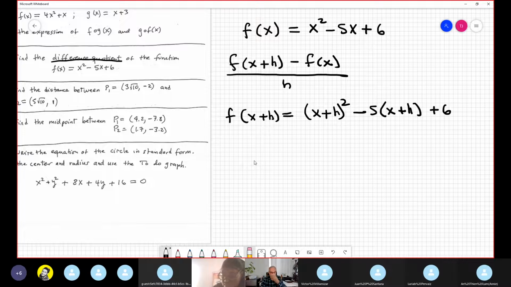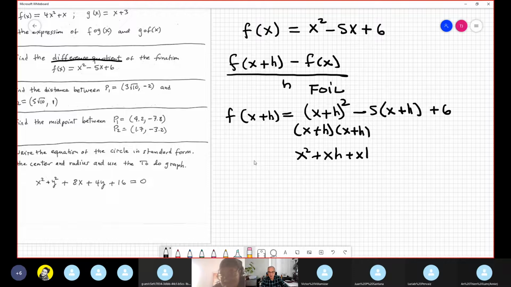Leave it like that, no? No, you foil here, foil. You foil here. So it's x plus h times itself, is x squared plus x times h plus x times h again plus h squared. I foil. And here I apply the property.